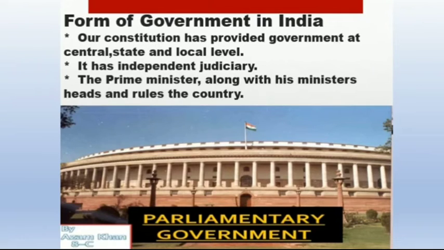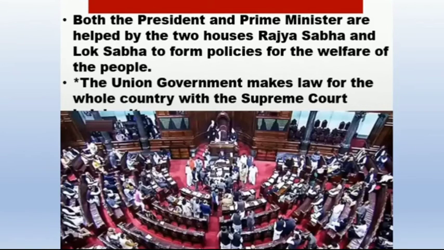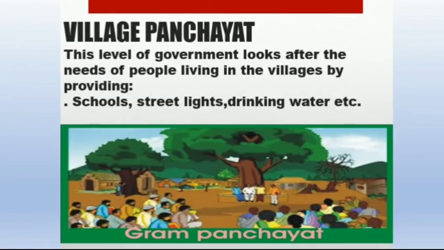Form of government in India. Our constitution has provided government at central, state, and local level. It has an independent judiciary. The prime minister along with the ministers heads and rules the country. There is Parliament. There are two houses of Parliament, Rajya Sabha and Lok Sabha. Both the president and prime minister are helped by the two houses, Rajya Sabha and Lok Sabha, to form policies for the welfare of the people. The union government makes law for the whole country with the Supreme Court.